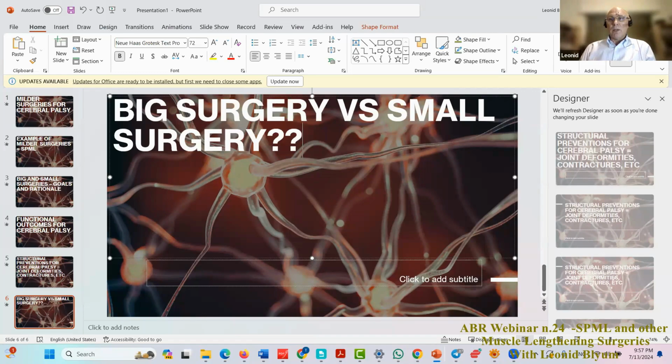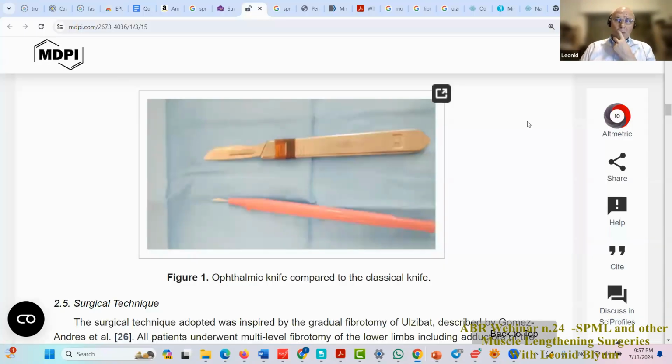Quite obviously, the big surgery has a lot more side effects than the small surgery. That's very, very clear. So with this out of the way, let's discuss what the philosophy behind it is and what our position on this is.